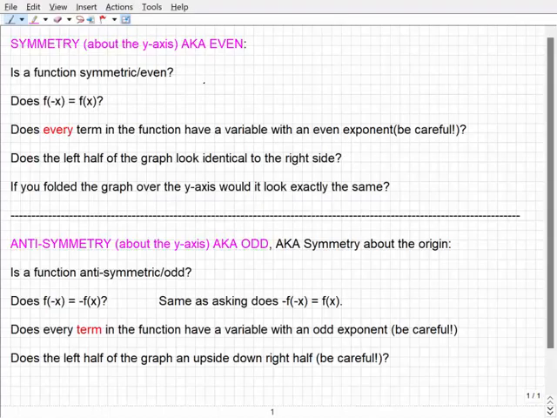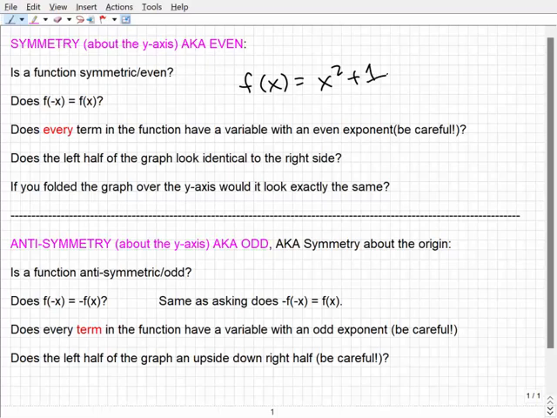And I want you to prove to me that it is even by showing that the left side is the same as the right side. This will happen if every term in the function has a variable with an even exponent. I say be careful. Check out this example: f of x equals x squared plus 1.